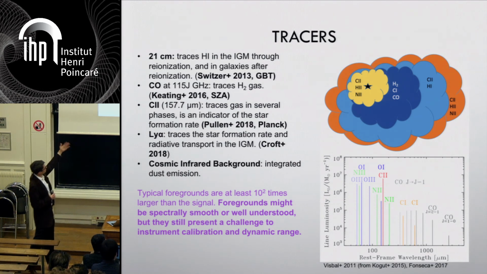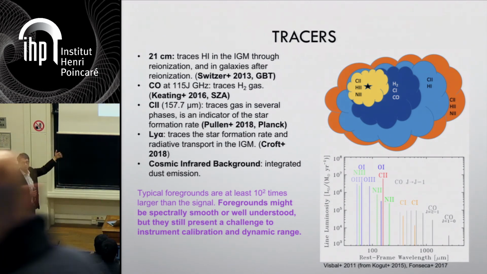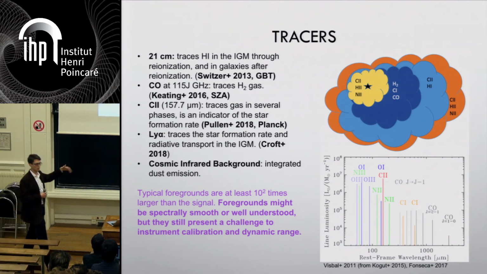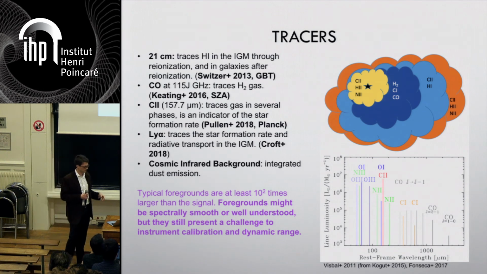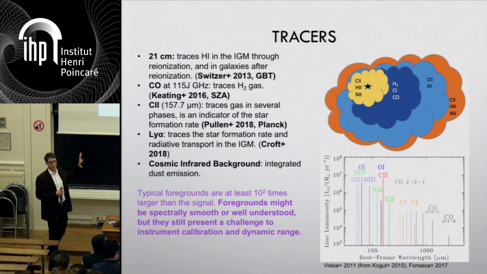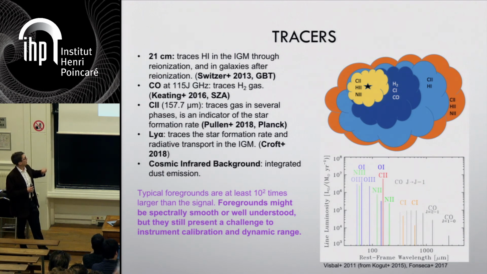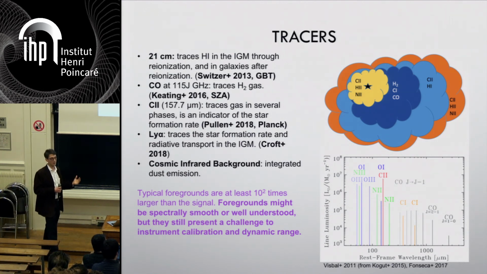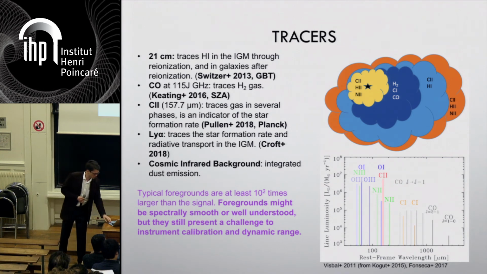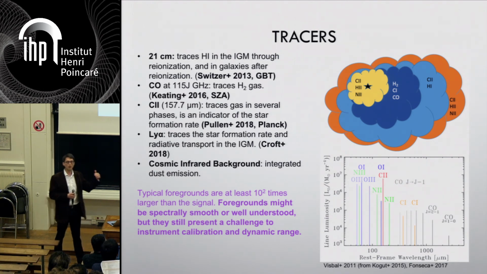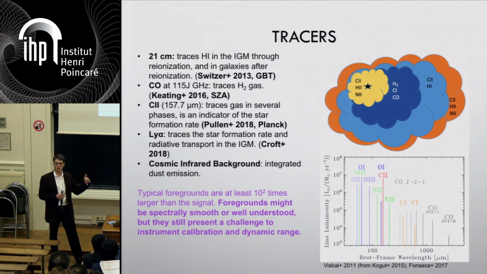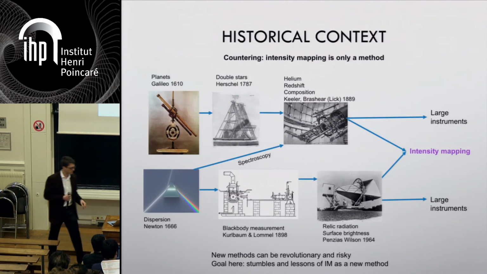And additionally, you should also think of the cosmic infrared background as being an intensity map in that it's the integrated dust emission. Now, we can split hairs on the exact definition of the foreground brightness, but I'm going to argue that really in all these cases, the foregrounds are something like 100 times brighter than the signal we're going after. And in some cases, it might be 10^5 times brighter. So it's a significant challenge for especially the instrument and its calibration and dynamic range.